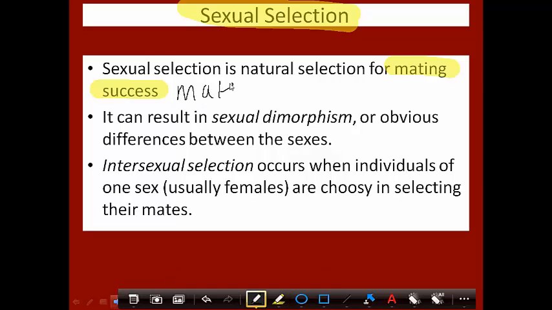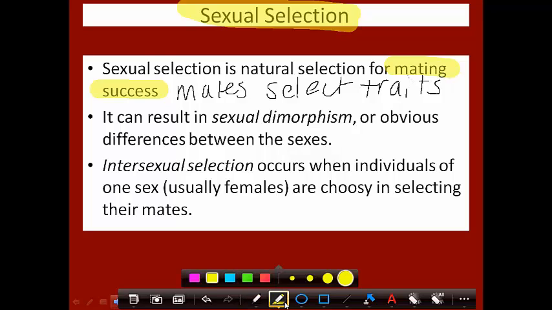Mates select traits. And so it's those traits that those mates select that get passed on generation after generation. The result of this is something called sexual dimorphism, which simply means that there are obvious differences between the sexes. In birds, this is especially prominent. I don't know if you know much about birds, but oftentimes male birds are real showy, real flashy. They have vibrant colors. They sometimes tend to be a little bit bigger, and the females tend to be kind of drab and brown and smaller. That's sexual dimorphism, that they look so different from each other.